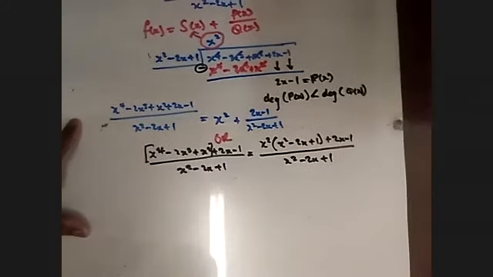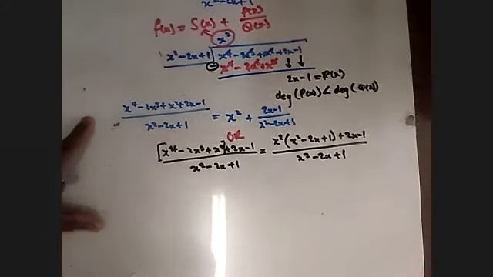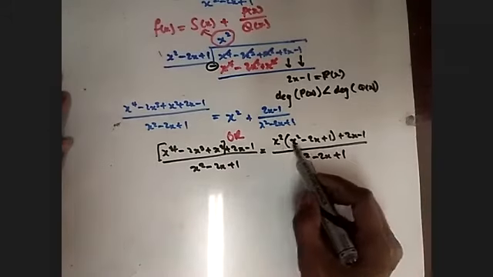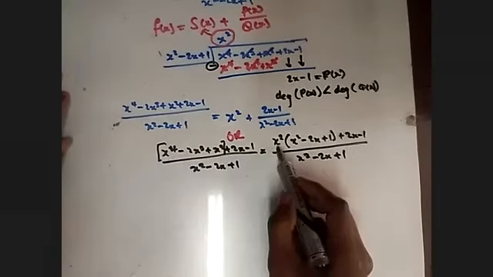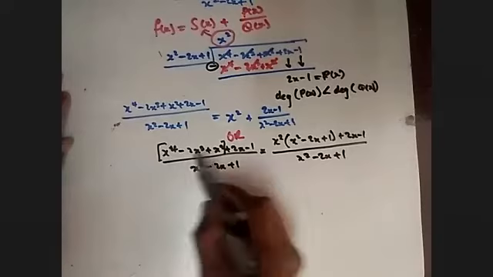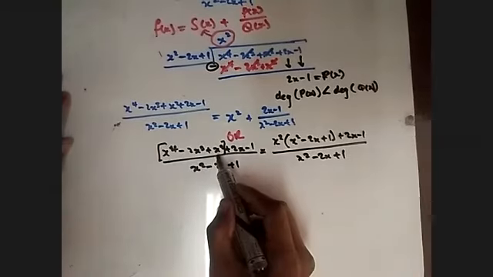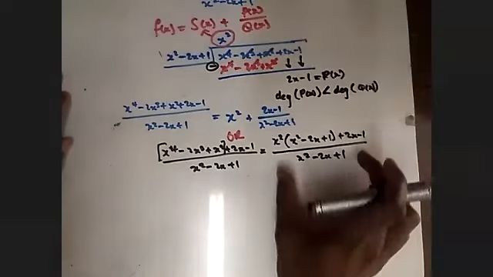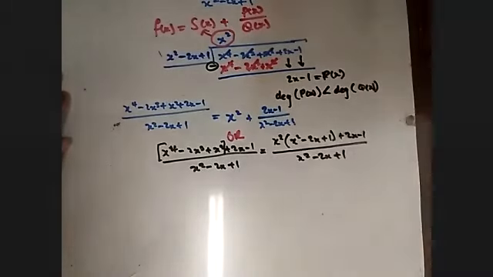Do you see that, guys? When I multiply this by that, I get x^4. When I multiply this by that, I get negative 2x^3. When I multiply this by that, I get x^2. So do you see that this and that, they're exactly the same?